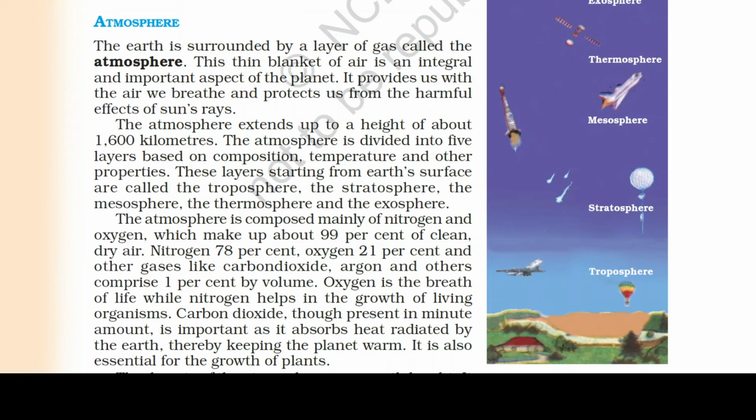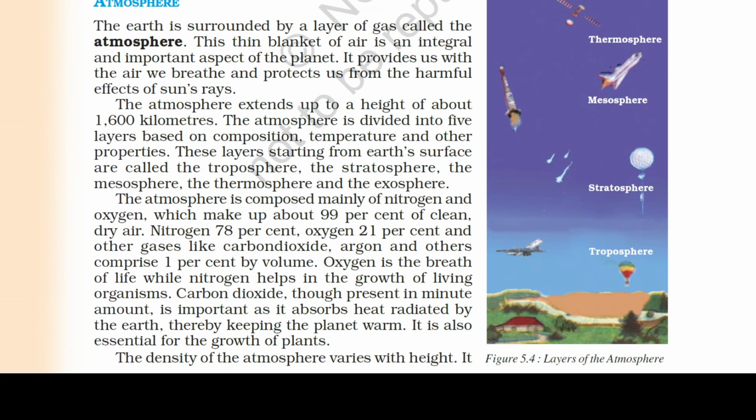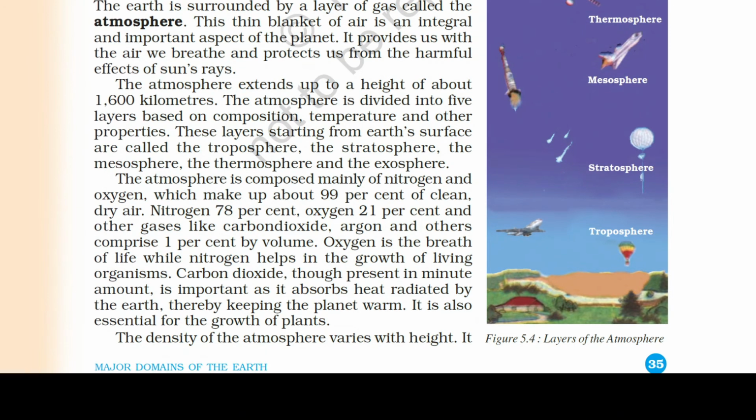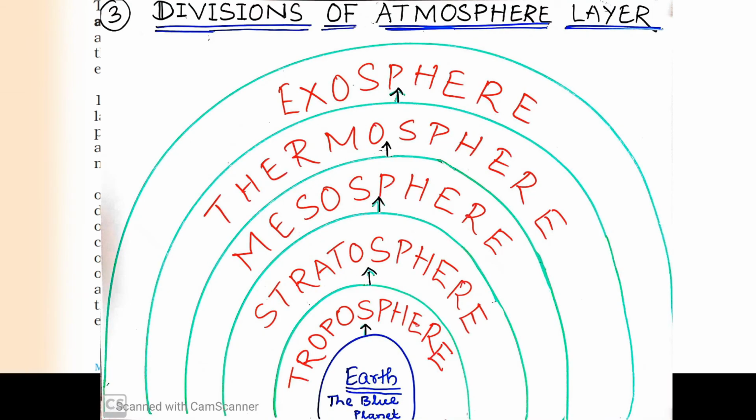The atmosphere extends up to a height of about 1,600 kilometers. The atmosphere is divided into 5 layers based on composition, temperature, and other properties. So you can see the picture here on the right side of your book.